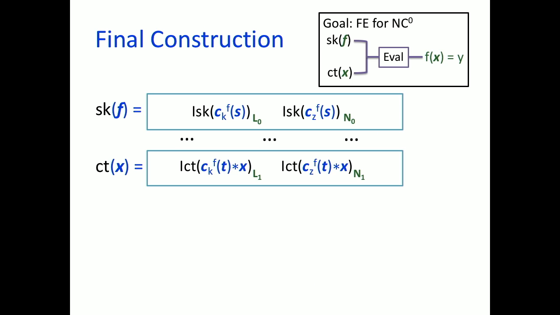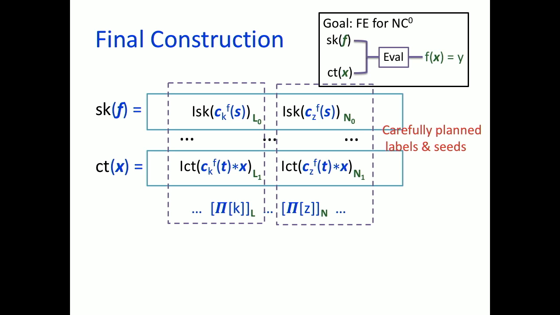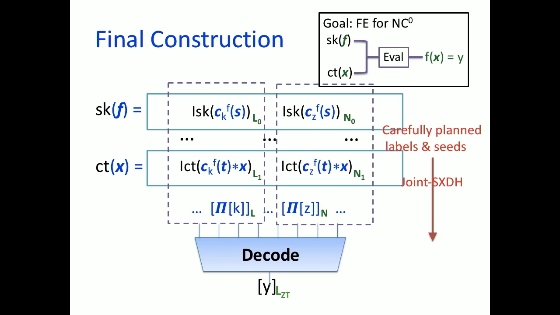The final construction looks like this. We're going to have multiple pairs of secret key and ciphertext from the IPE with very carefully planned seeds and labels. And when you evaluate all those pairs, you get exactly the encoding of the randomized encoding masked by some random scalars. And you can evaluate the decoding algorithm to get the encoding of the output. Security works because joint SXDH helps us guarantee that randomized encoding security holds, and from which we can argue the FE security. That's the whole picture.